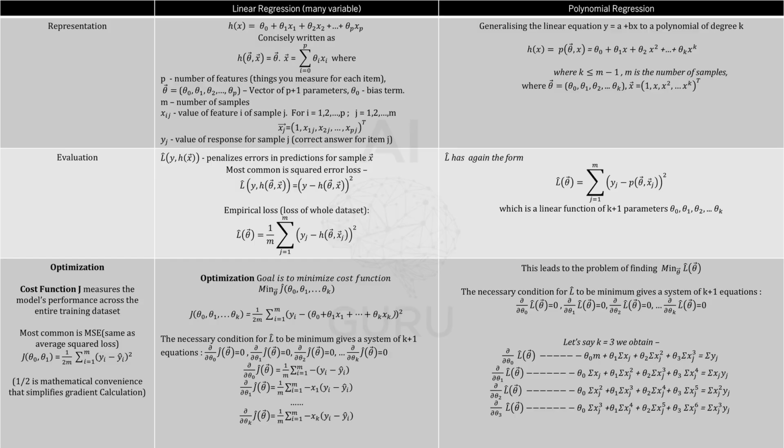Oh, I see. So the equation looks curvy if you plot it against the original x, but in terms of the parameters, the vectors you're solving for, it's still linear. It's still just a weighted sum of terms. So the math for finding the best weights doesn't fundamentally change. That's actually pretty elegant. It's a huge computational advantage. Finding the best fit for even a complex curve boils down to solving a system of linear equations, which we're good at.